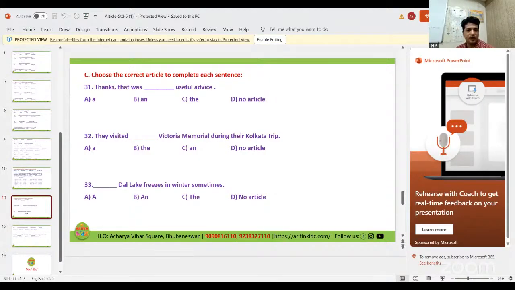Yes, this one I missed, I guess. Thanks to the dash useful advice. What will be the answer? Easy one. Tell me what can be the answer. The last three questions, I missed this slide, so I'm sharing this with you. Yes, tell me. What is the answer of this?